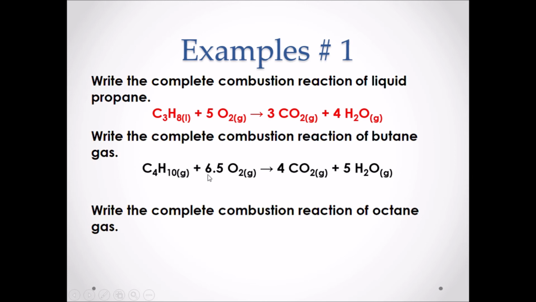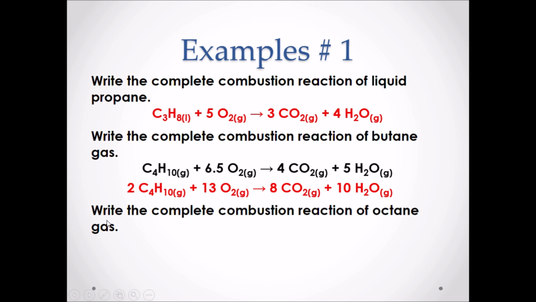Unfortunately, we cannot have a 6.5 coefficient because we typically work with whole numbers. So at this point in time, if we multiply every coefficient in the chemical equation by 2, we would have the resulting answer. 2 C4H10 plus 13 O2 forms 8 CO2 plus 10 H2O. Our chemical equation is now balanced.